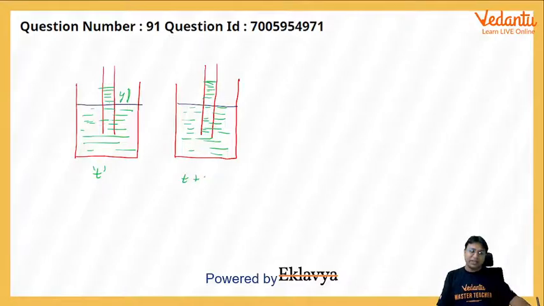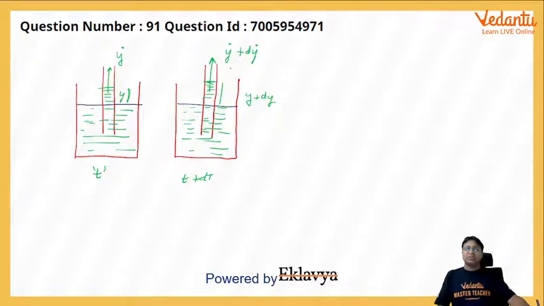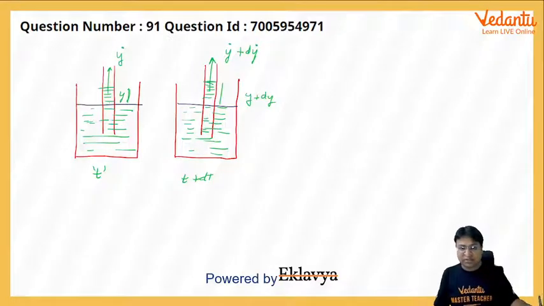Let's say this is the figure at time t plus dt. So this level will be slightly higher. We can call it y plus dy. And also, if this was traveling upward with the speed y dot, then this is now traveling with the speed of y dot plus d of y dot. So let's now write the equation.